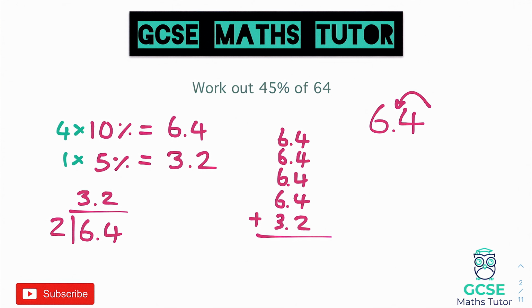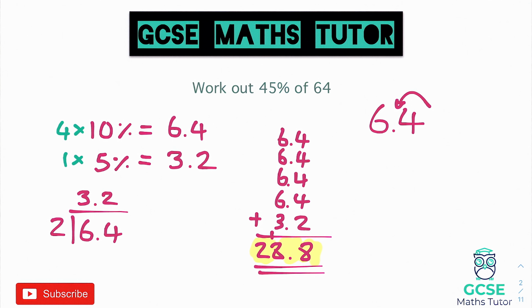4, 8, 12, 16 plus the 2 is 18, so carry the 1. And then 6, 12, 18, 24, 27, plus the 1 is 28, so we get 28.8, and there we go, there is our final answer, and that is 45% of 64. Again, just being very careful when you do that.